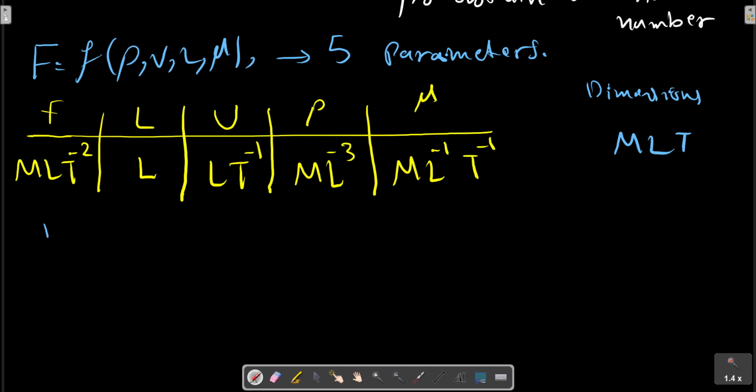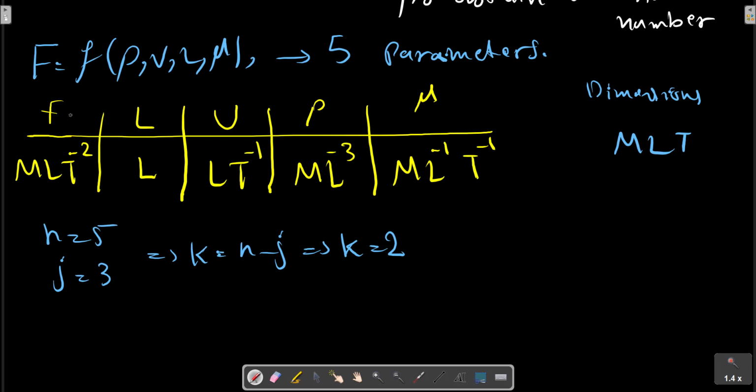So we have n equals 5, j equals 3. We can obtain the number of pi functions, which is k equals n minus j, k equals 2.